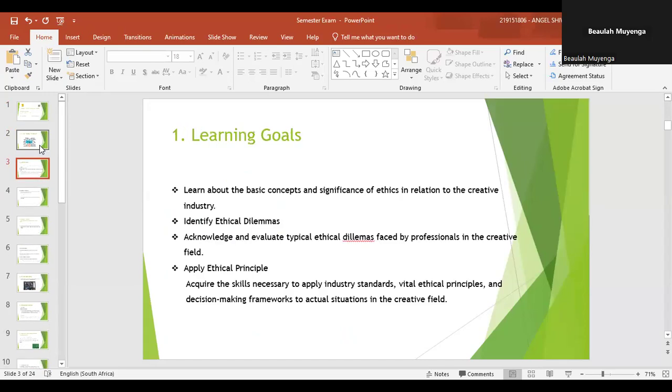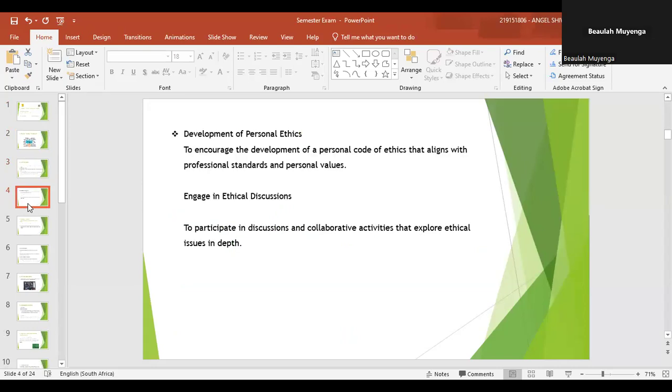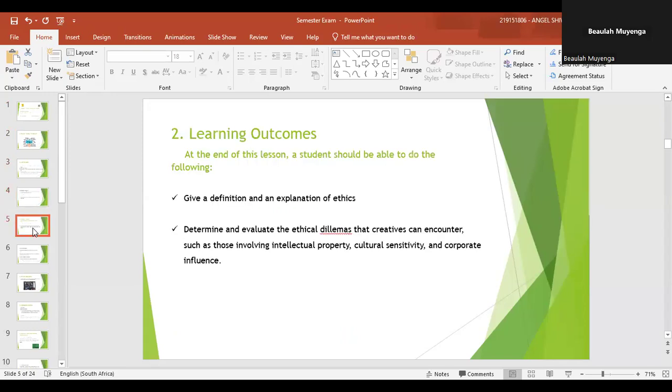All right, the learning goals you're expected to identify: ethical dilemmas, ethical principles, development of personal ethics, and engage in ethical discussions in your network areas, and wherever. The learning outcomes that you're expected to have mastered at the end of this course: you should be able to determine and evaluate the ethical dilemmas that creatives encounter, all right, such as intellectual property, cultural sensitivity, and corporate influence.